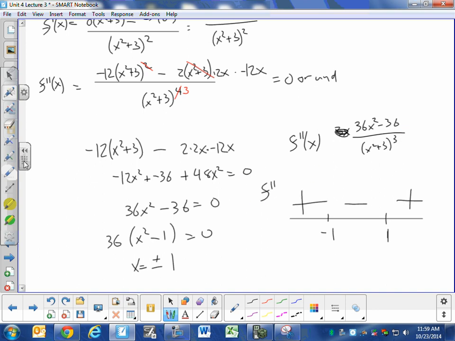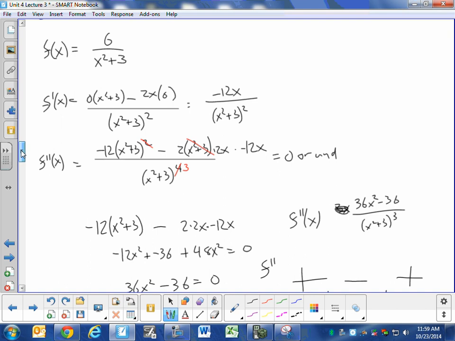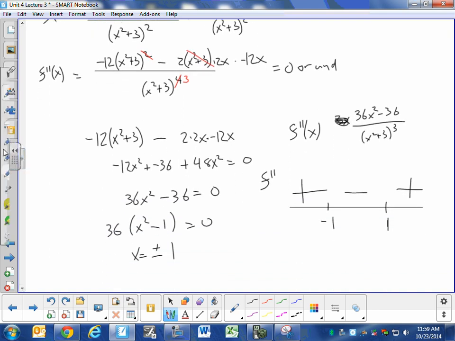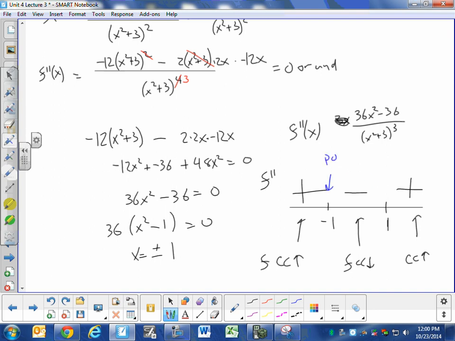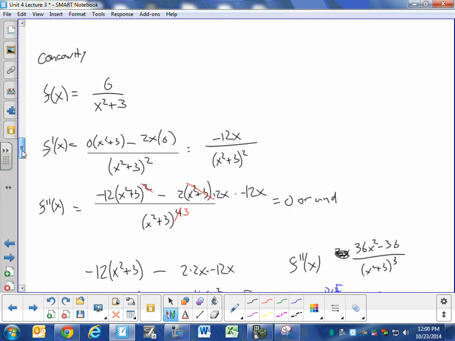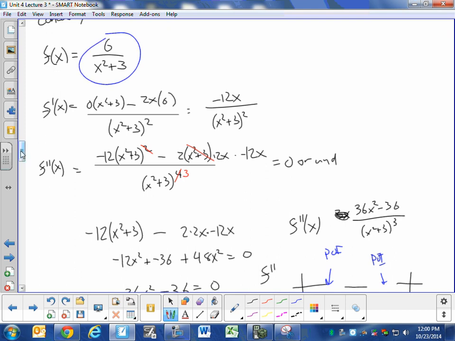So here we see where the graph of f, my original function, 6 over x squared plus 3, is concave up from -infinity to -1. It is concave down between -1 and 1. It is concave up when x is greater than 1. And these are our points of inflection when x is -1 and when x is 1. You can go ahead and plug those values back into your original function if you want to see the xy location of those.